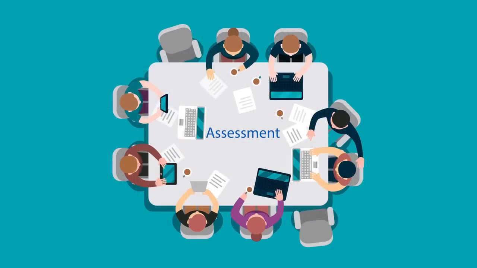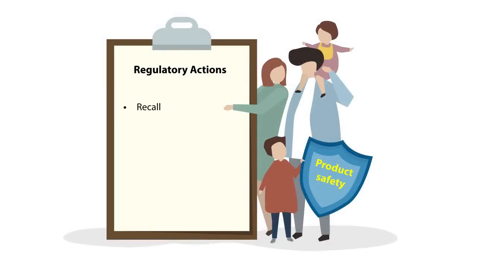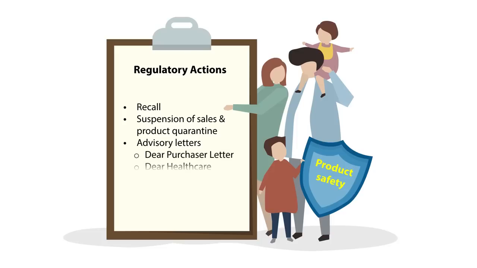HSA will assess whether the proposed mitigation measures are appropriate or if additional measures are needed. These measures may include a product recall, the suspension of sales or a product quarantine, or communications to healthcare professionals or to the general public.